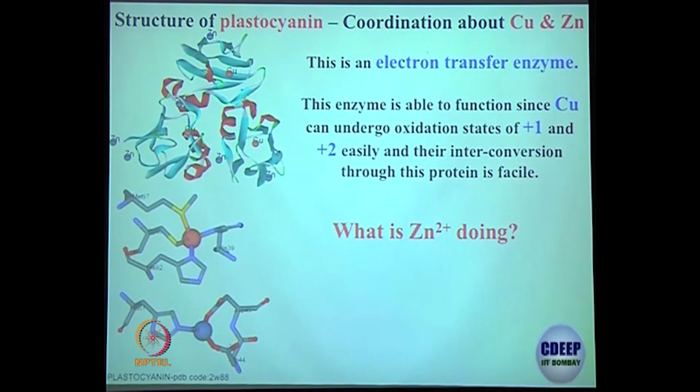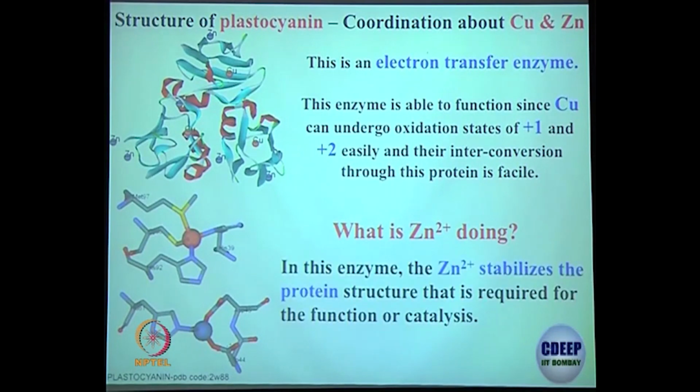Copper 1+ and copper 2+, iron 2+ and iron 3+, these oxidation state changes help you to do a lot of chemistry. One or two chemistry examples we will discuss today. That is number 1. Now, zinc 2+ doesn't usually undergo this oxidation state change. They can give the structural aspect. They hold things together and thereby provide some chemistry to be done at that center.